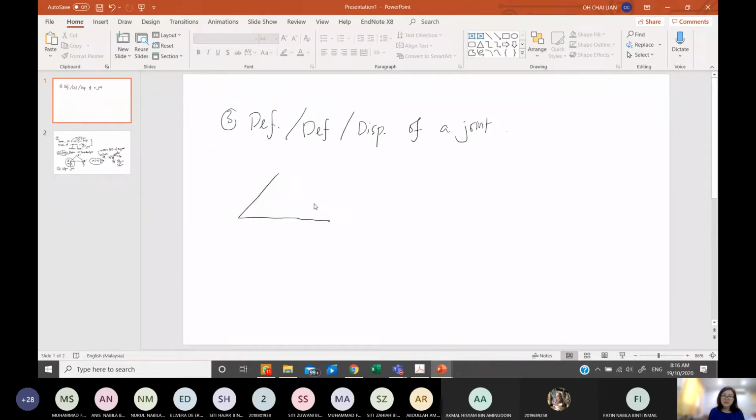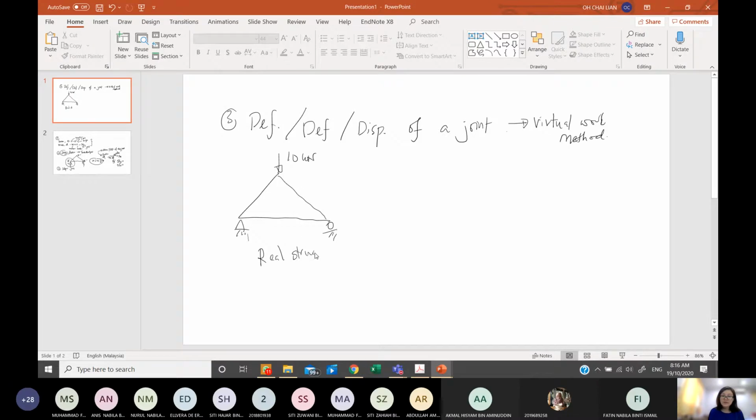let's say this is the real structure. We have a vertical load, 10 kilonewton. So to solve the deformation of a joint, in our last lecture we used the virtual work method. In the virtual work method, first we need to analyze and solve the real structure.